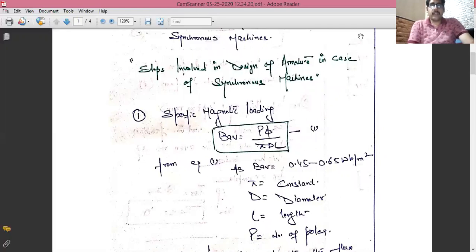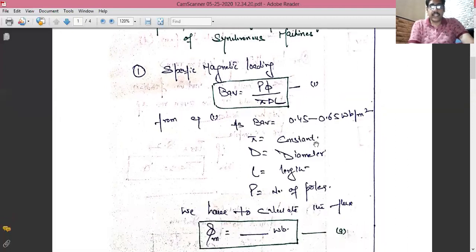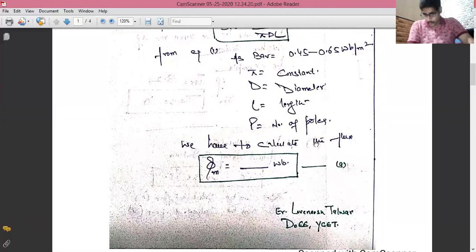So first of all, we have to calculate the value of the flux from equation number one. In this equation, the specific magnetic loading B_AV is equal to P phi upon pi D L, where B_AV is the specific magnetic loading, P is the number of poles, phi is the flux, pi is a constant value, D is the diameter, and L is the armature length. At this point you will have all of these things available, only phi will not be known. So with the help of this equation you will calculate the value of phi, and that value will be in webers. I have considered it as equation number A. Clear?